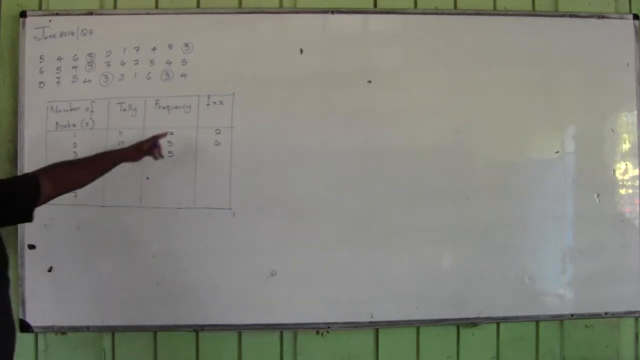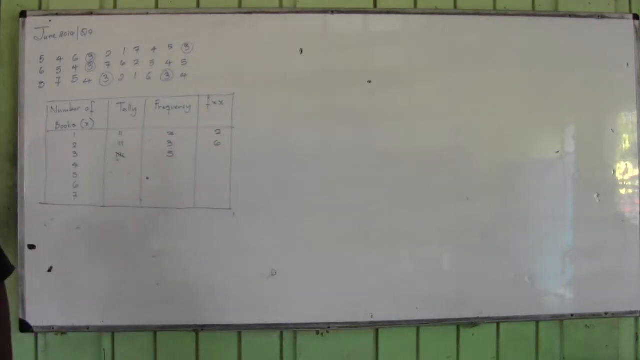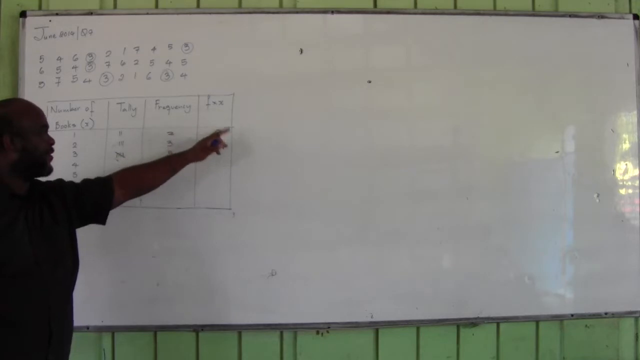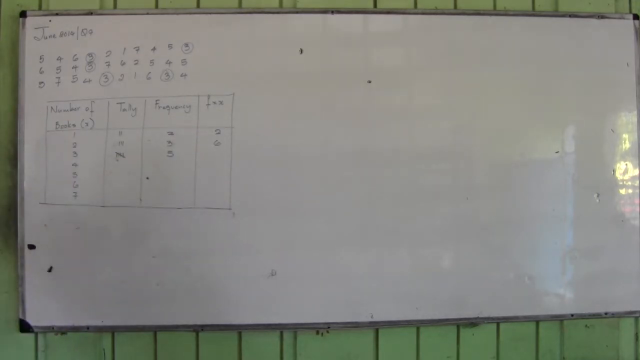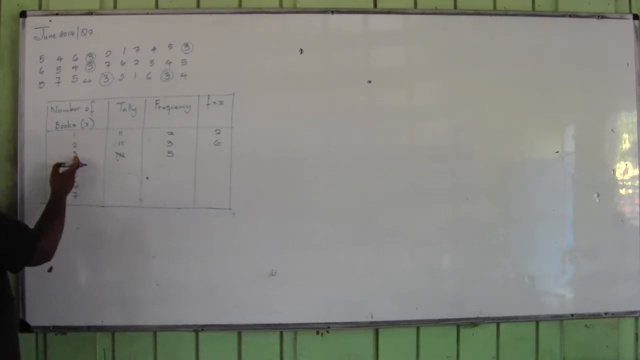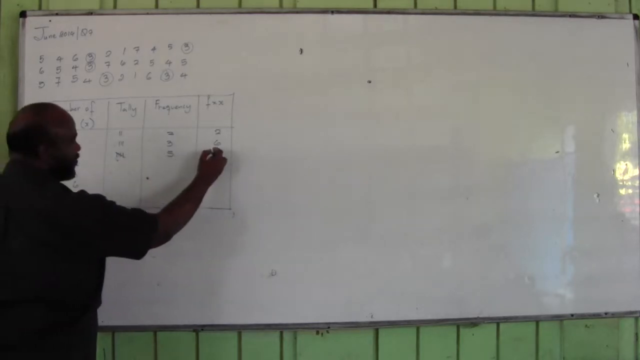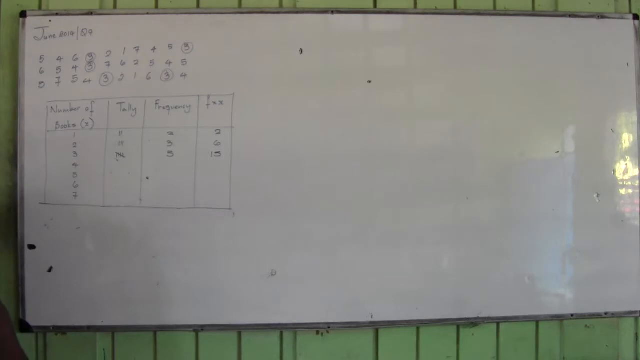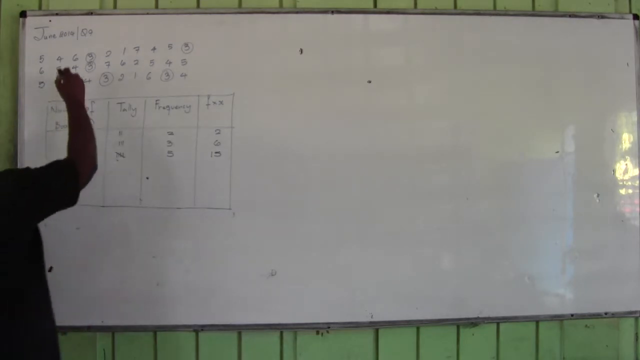Over here is fx. fx simply means frequency times value, and the value is the number of books. What is the frequency here? 5. What is the value? 3. 5 times 3 is 15. How many 4s are in the data?